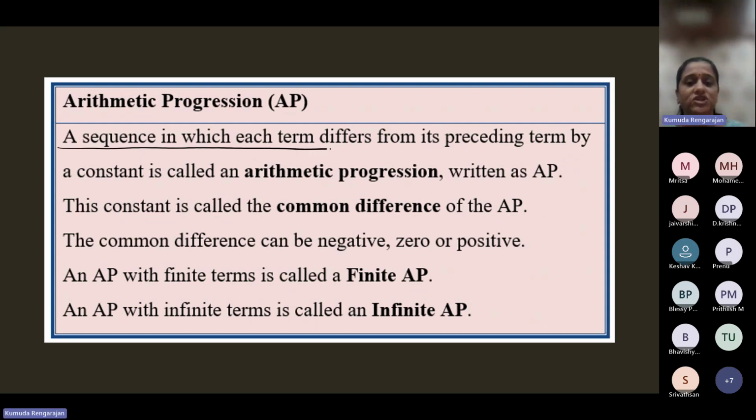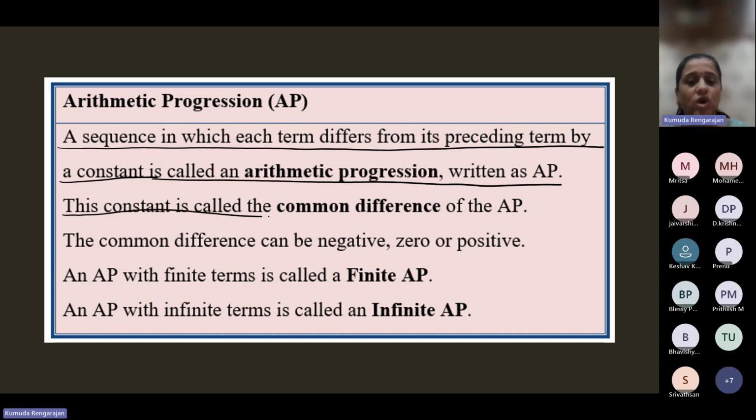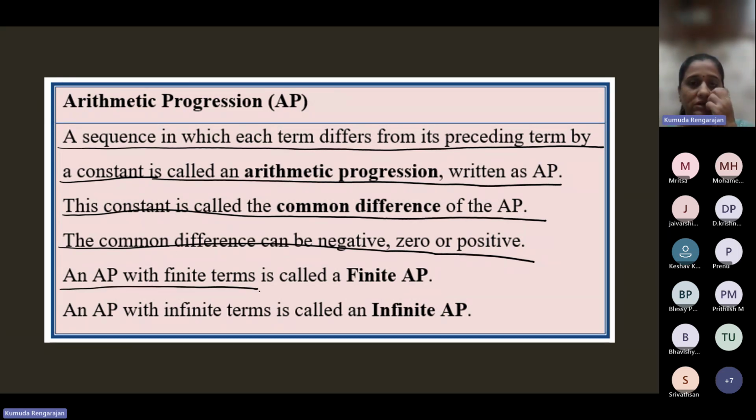A sequence in which each term differs from its preceding term by a constant, a fixed value, is called an arithmetic progression, written as AP. This constant is called the common difference of the AP. The common difference can be negative, 0, or positive. An AP with finite terms, that is, if you can count, it starts somewhere, it ends somewhere. You definitely know where it starts, so you also know where it ends. You know the last term also. So the AP has a countable number of terms.